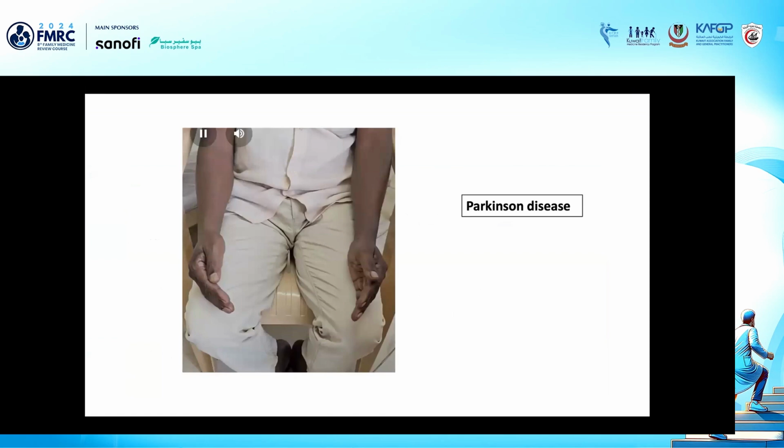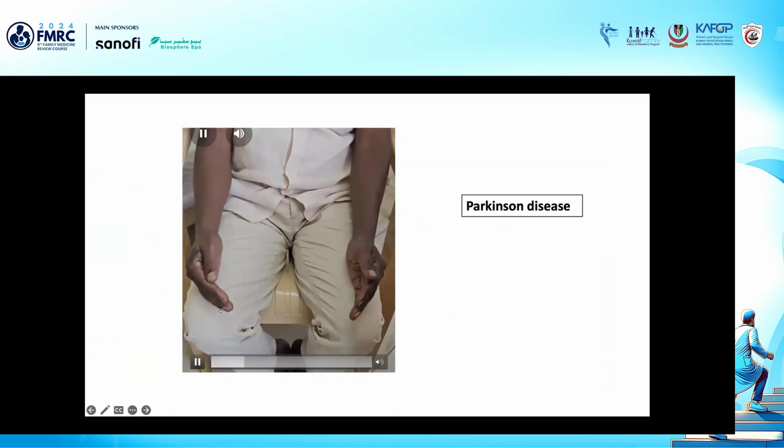So let's go to the videos again and conclude the lecture. This was the classic rest tremor in patients with Parkinson's disease. Maybe not the classic pill rolling, but you can see that it's asymmetrical, more on the right side compared to the left.